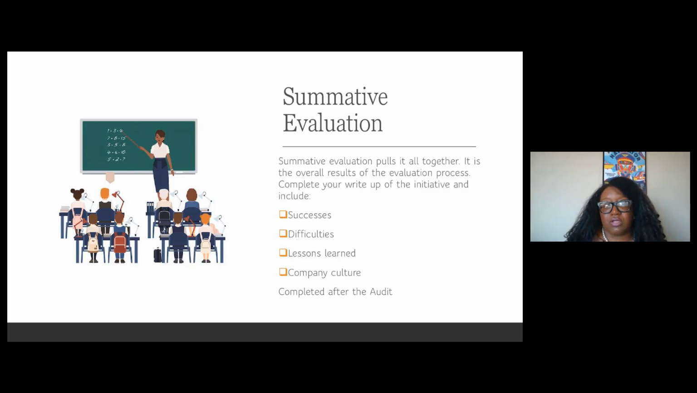You pull it all together. How has it changed the company culture? What were lessons learned that can be applied in other areas? What were the positive lessons learned? What were things you learned never to do again? And you complete this after your audit and your other evaluations. And this becomes the platform for your report, right? Your final report for your project includes all of these pieces in there.